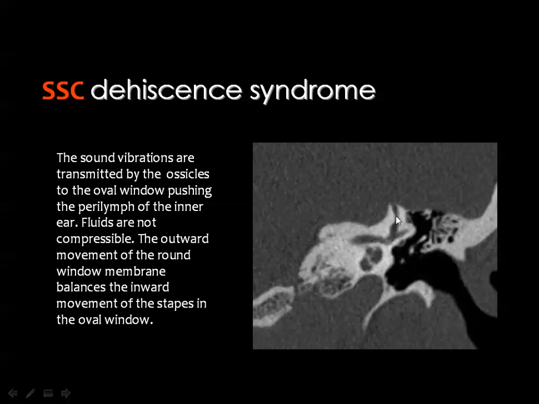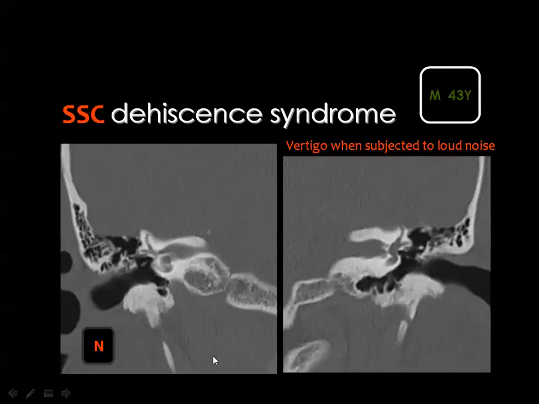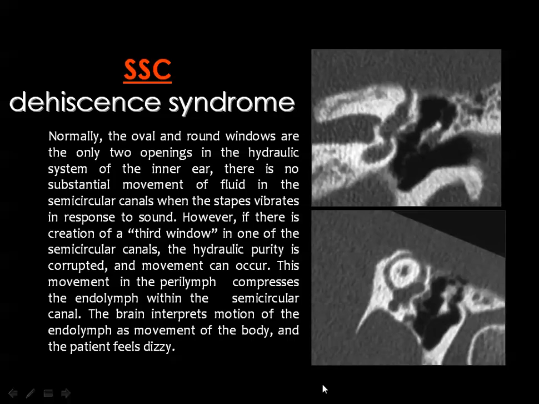Here you see this is the superior semicircular canal, which should be protected by bone at this side to separate it from the brain. But in this dehiscence syndrome, you can see that the superior semicircular canal is dehiscent. There is no bone separating it from the brain. And this is the normal appearance, the superior semicircular canal separated by bone from the brain. And this is the syndrome where the superior semicircular canal is not separated by bone from the brain.